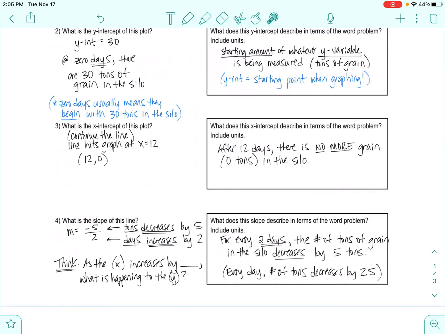What's the slope of the line? Like we've talked about, it decreases by 5 tons as the days increase by 2. This means every 2 days, this guy goes through 5 tons of grain.